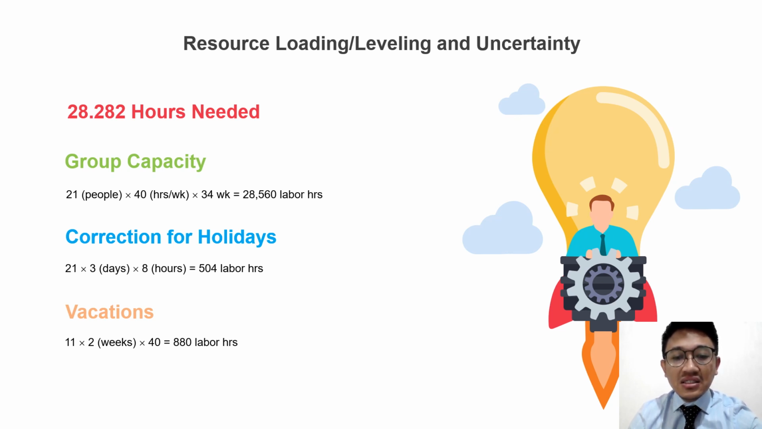The uncertainty lies in potential disruptions from holidays and vacations, affecting the available labor hours, creating a surplus that can offset unexpected delays or additional workload. This analysis highlights the need to accommodate uncertainties in resource planning, ensuring a buffer to manage unexpected events without compromising project timelines.